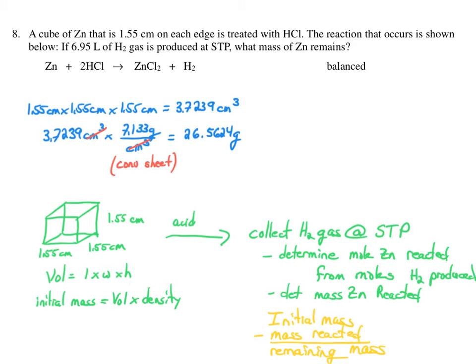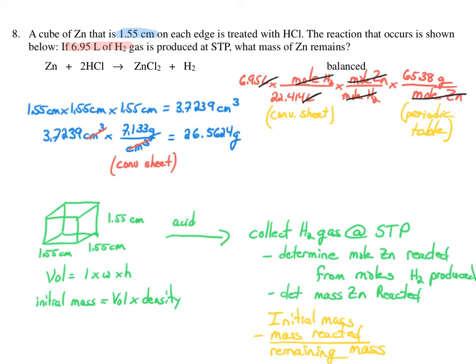Now we're going to calculate our mass reacted. Okay, we have the volume of gas that's produced at STP: 6.95 liters of H2. We go to our conversion sheet to remind ourselves, 22.414 liters per mole of any gas at STP. So now we know the moles of H2. We go to our balanced chemical equation and see that there's a 1-to-1 mole ratio. So now we know our moles of zinc that have reacted.